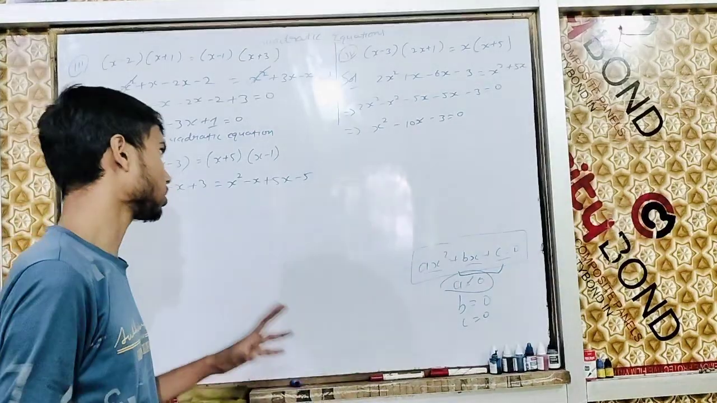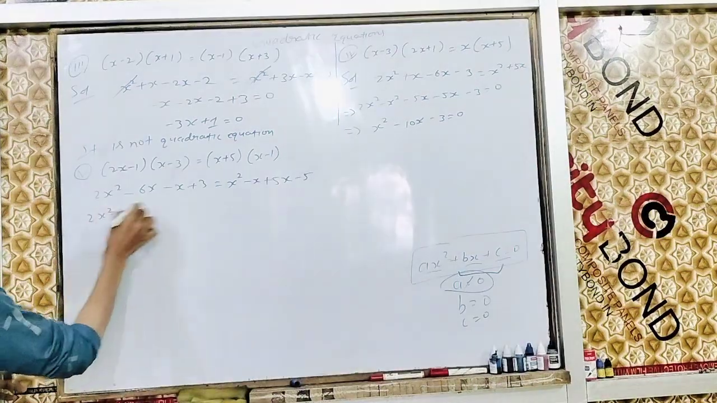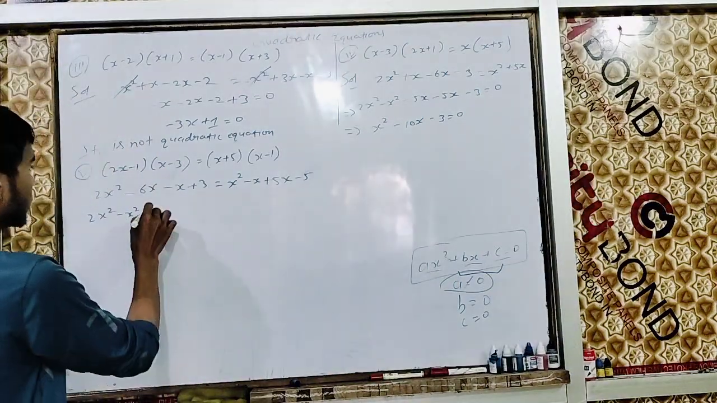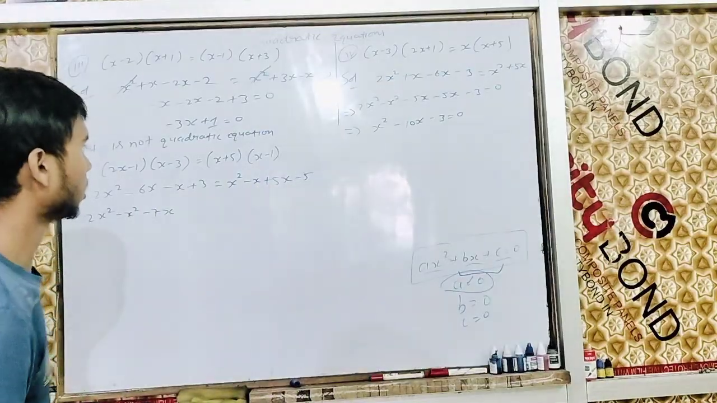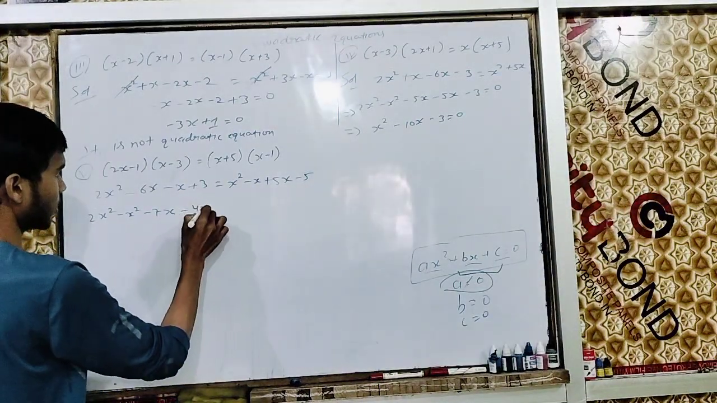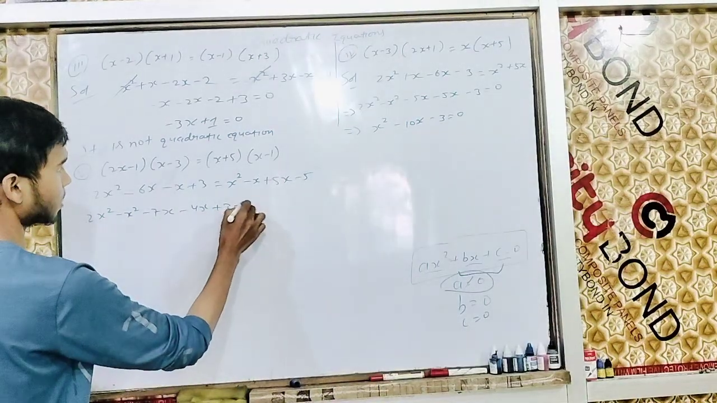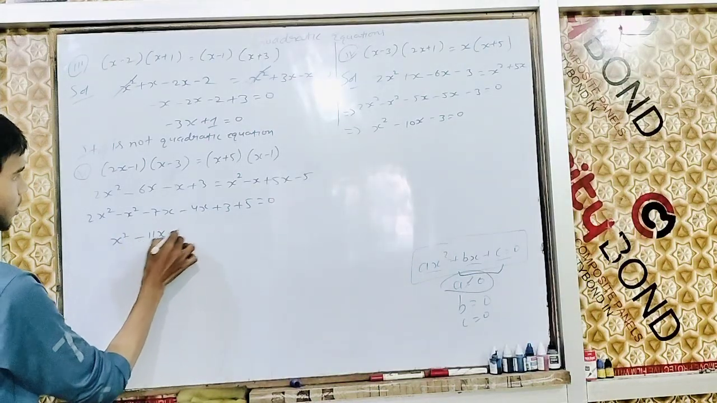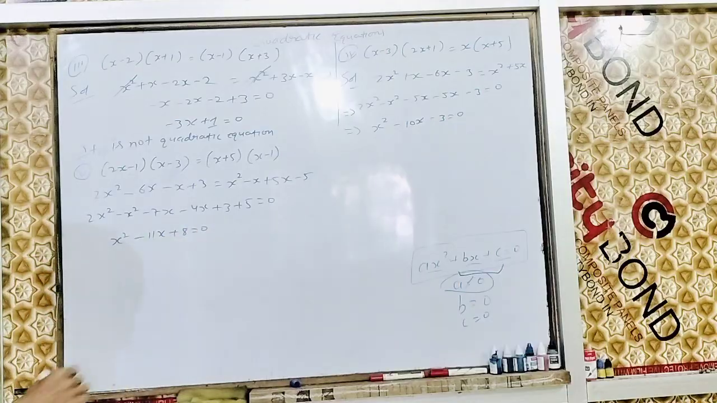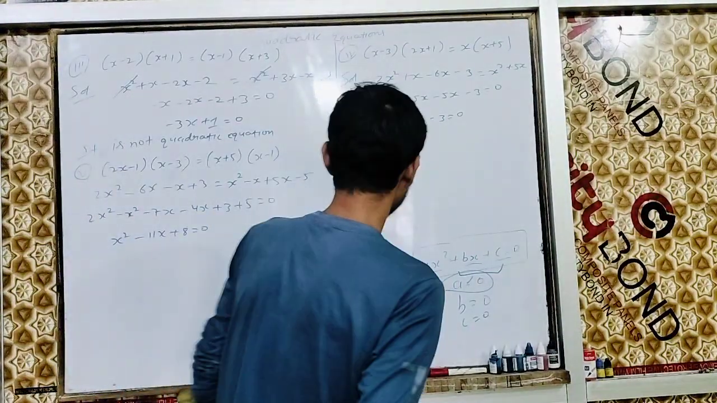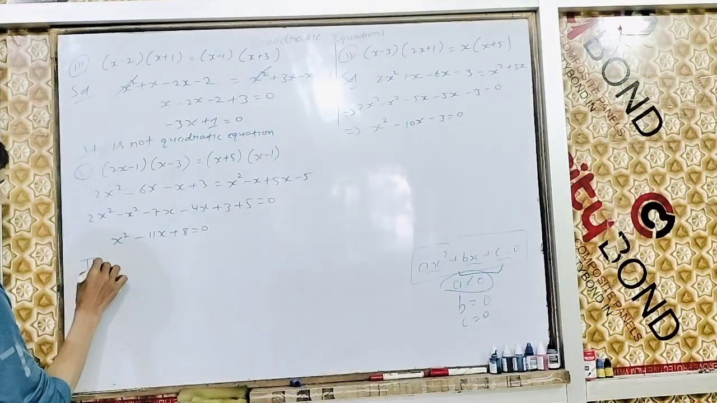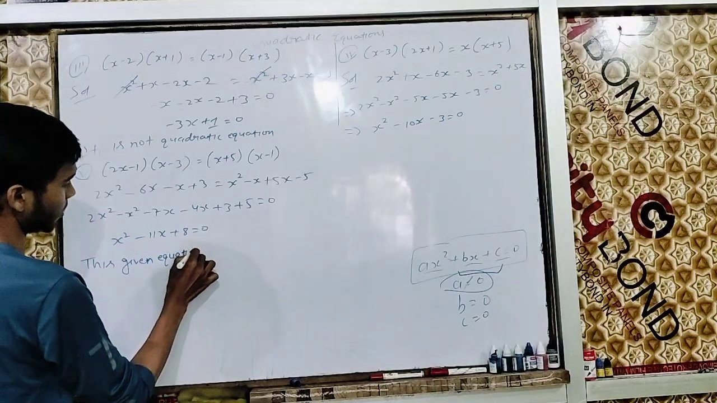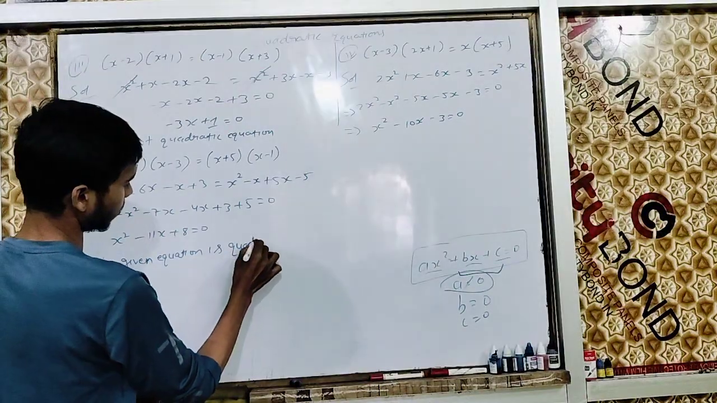Now collect all like terms together. Here 2x square and then this minus x square, minus 6x minus x, it is becoming minus 7x, and here we have 4x, so this would be minus 4x, plus 3, then plus 5. Okay, here what is happening? X square, then here minus 11x, then it is becoming 8, which is equal to 0. Now yes, this is also in this form. That's why we can say that this given equation is a quadratic equation.